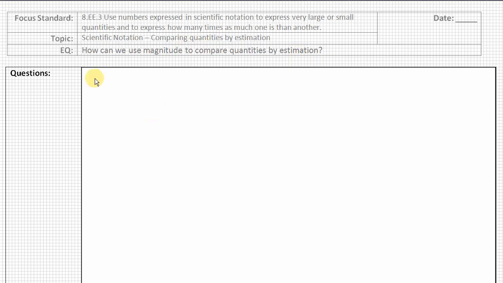So take a moment, as always, pausing the video if you need to, to copy down your header, include today's date, set up your question column and your note column, and resume the video when you're ready to begin.